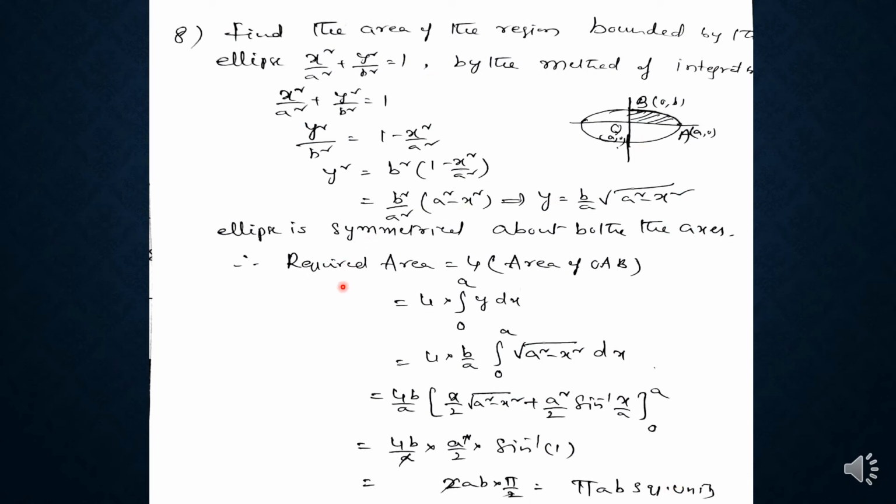Yes, coming to the next problem. Find the area of the region bounded by the ellipse x square by a square plus y square by b square is equal to 1 by the method of integration. So we know the standard equation of the ellipse x square by a square plus y square by b square is equal to 1, where a is greater than b. Then the major axis is the x-axis and the minor axis is the y-axis.